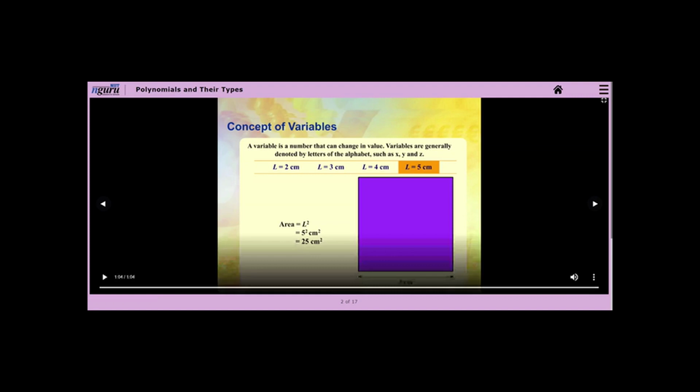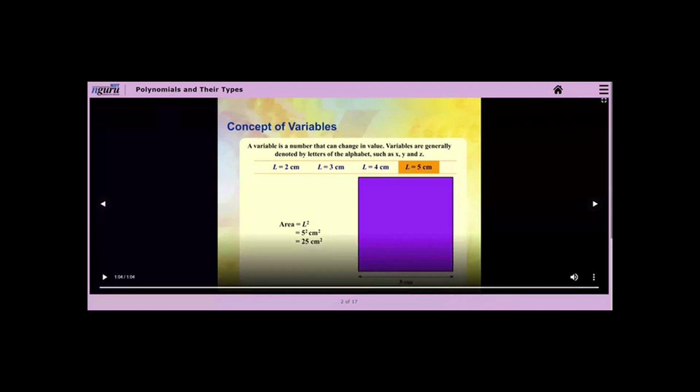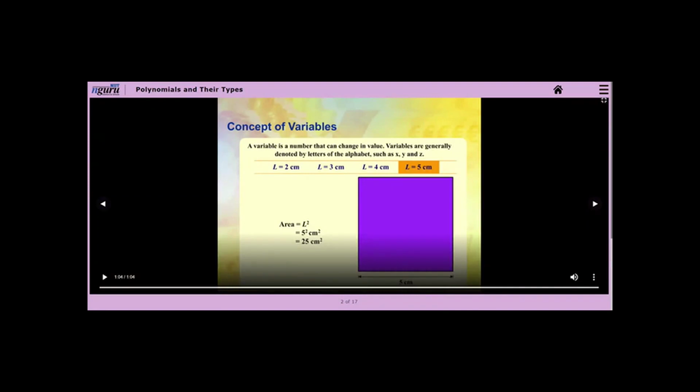What do we say about proportionality? Area is directly proportional to the length.